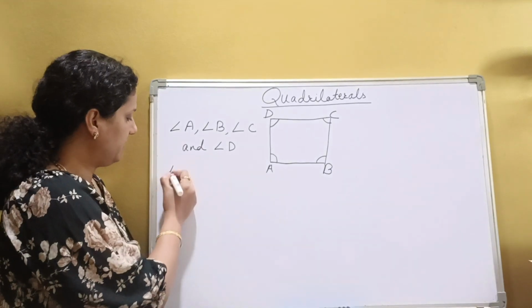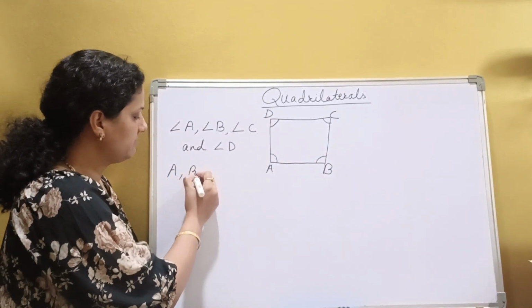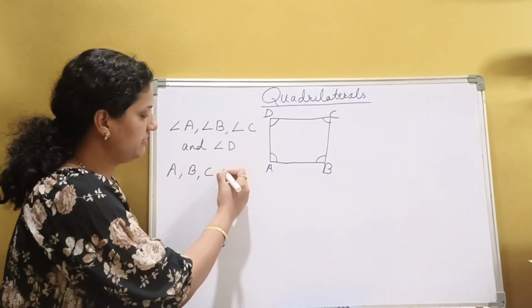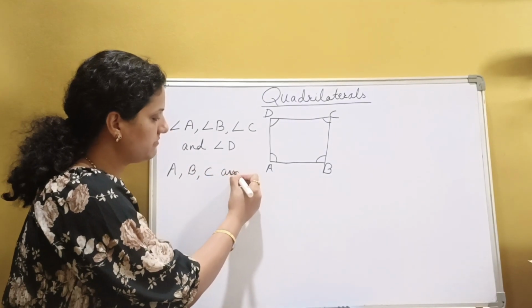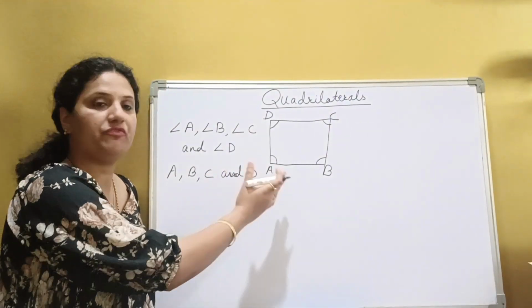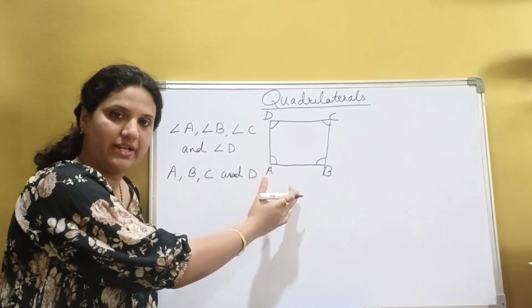Vertices A, B, C, and D. These four are the vertices of this figure, of this quadrilateral.